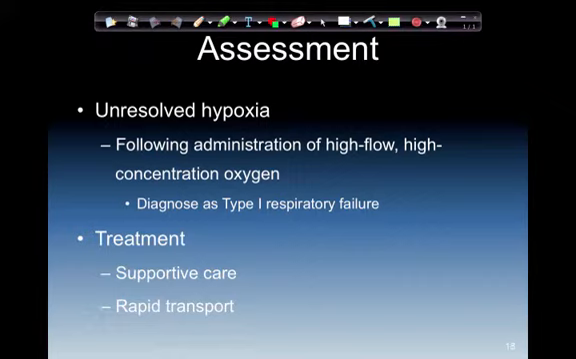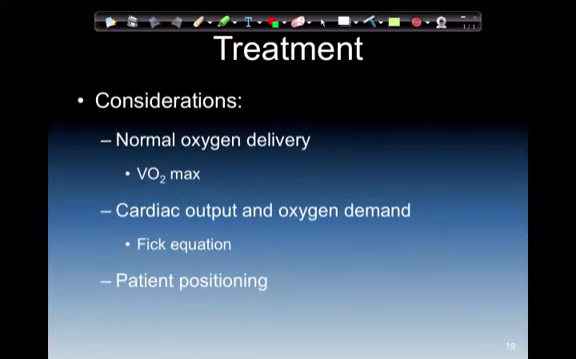Assessment. Unresolved hypoxia following administration of high-flow oxygen, diagnosis of type 1 respiratory failure. The treatment is pretty much supportive care and rapid transport. Treatment considerations. Normal oxygen delivery is approximately 1,000 milliliters per minute, or VO2 max oxygen consumption. Cardiac output and oxygen demand. We should consider the Fick equation.